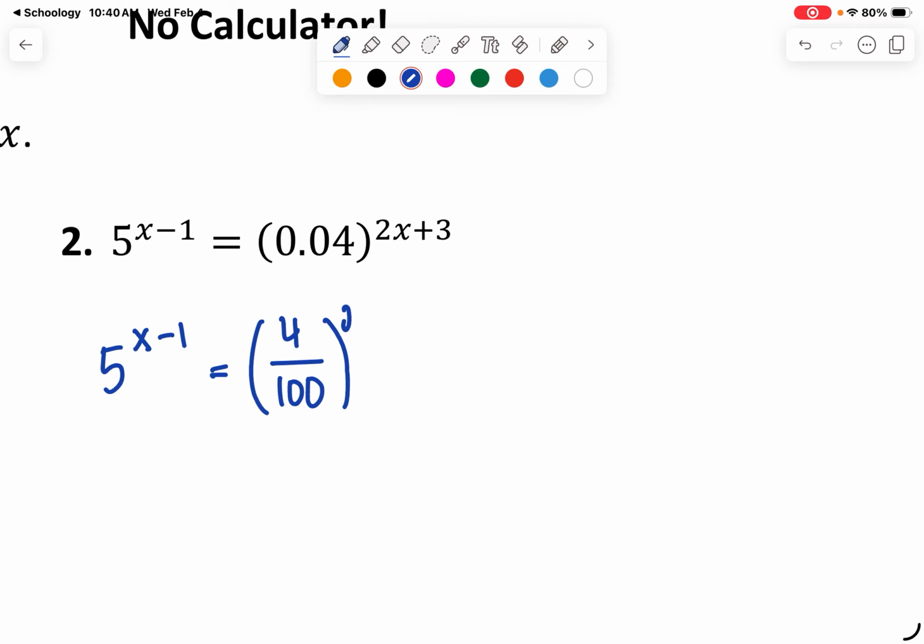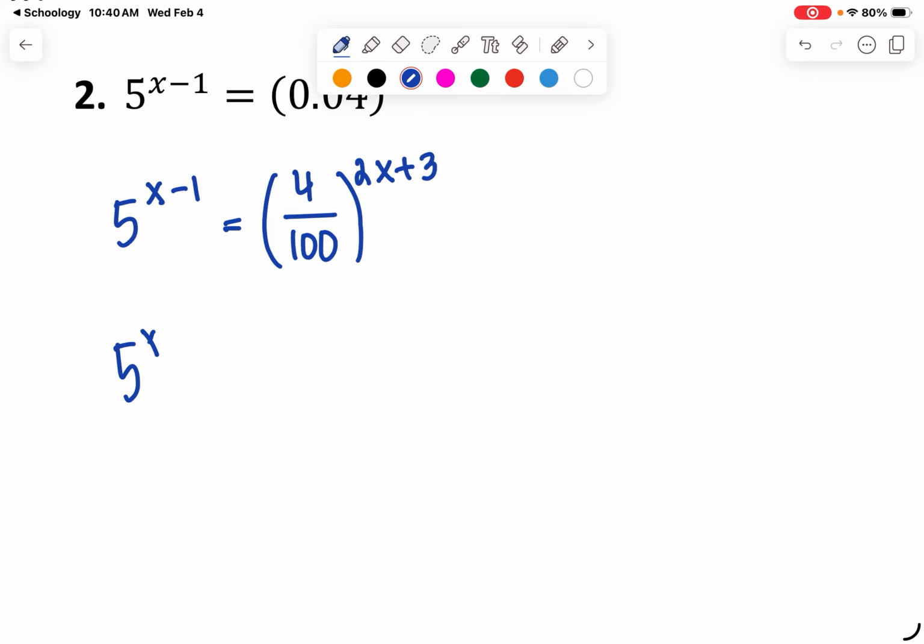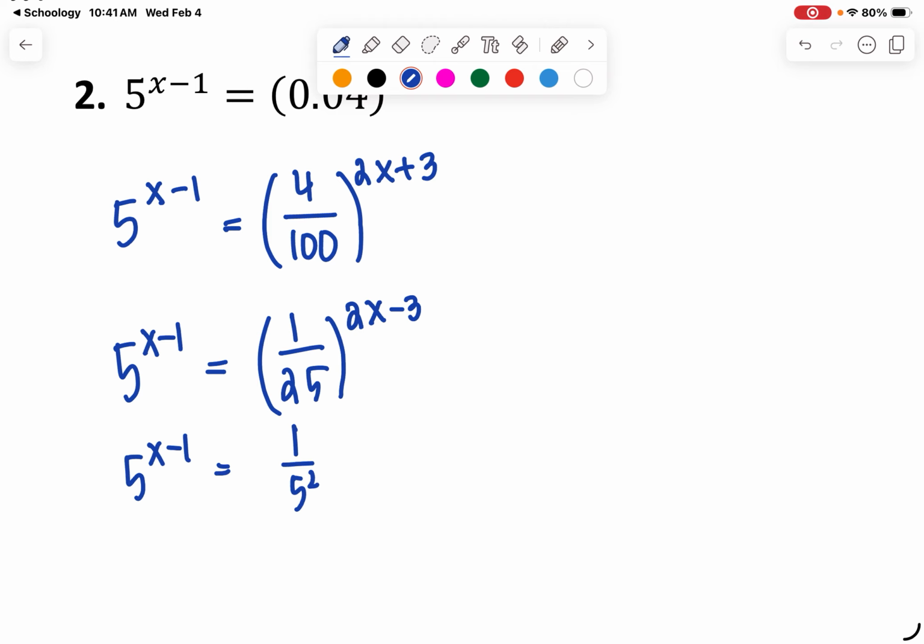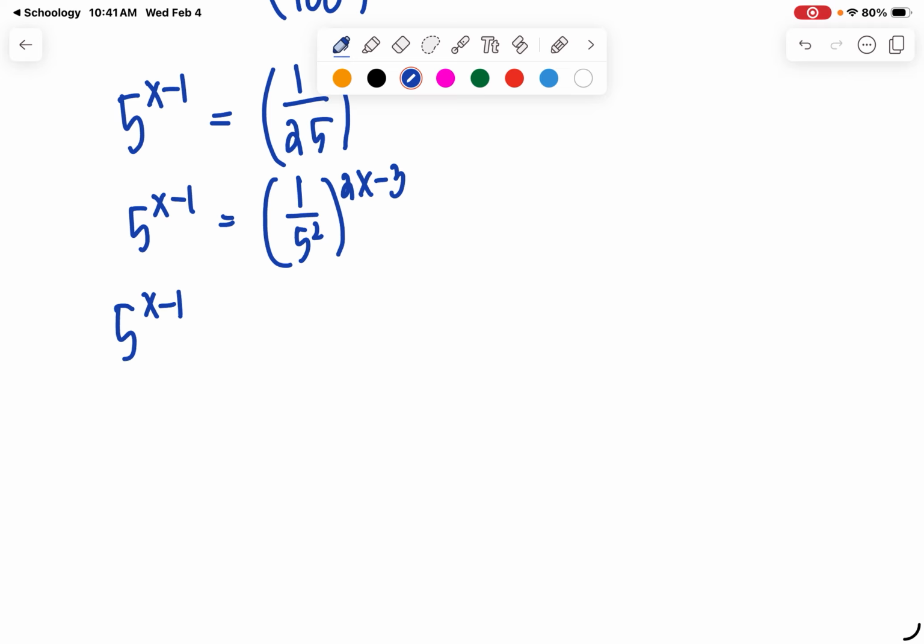4/100ths to the x plus 3. And then I can simplify that fraction, right? Which I could have just done right away, but hey, it's 1/25th. There we go, right? To the 2x minus 3. And then I know 125 is 5 squared, and then I can rewrite that as 1/5 squared, which is 5 to the negative 2nd power. So 5 to the x minus 1 is equal to 1/5 squared, which you could skip that step if you want. 5 to the x minus 1 is equal to 5 to the negative 2nd power, the 2x minus 3.